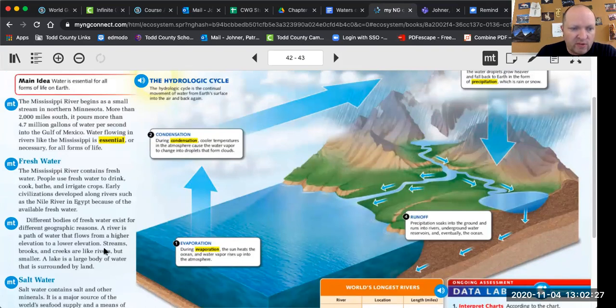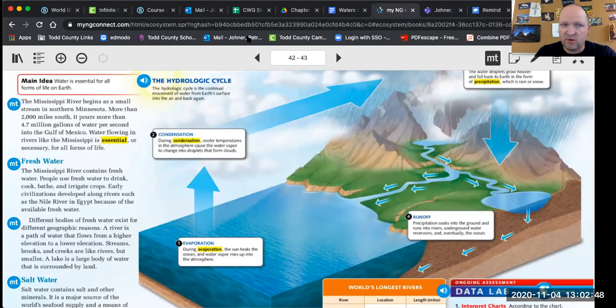Give you a freebie. A river is a path of water that flows from a higher elevation to a lower elevation. Most rivers start in mountains. And then they flow down and usually empty out to a lake or ocean or sea somewhere. Okay, so some of these you're going to have to do a little searching and reading, but also remember, it'll read the whole thing to you if you want it to.